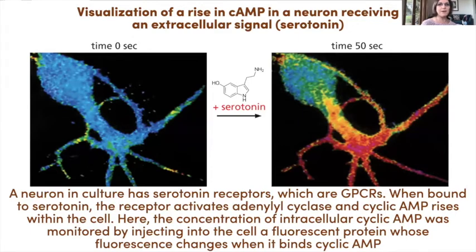This is just an example of a neuron that is being acted on by an extracellular signal, serotonin, which is a hormone that makes neurons happy. It makes us feel happy and sated if we're eating and so forth. And the serotonin receptors on the surface of this neuron trigger the activation of adenylyl cyclase, and you can actually visualize the rise in cyclic AMP within this neuron using a fluorescent reporter that fluoresces more brightly or changes color when it binds to cyclic AMP.